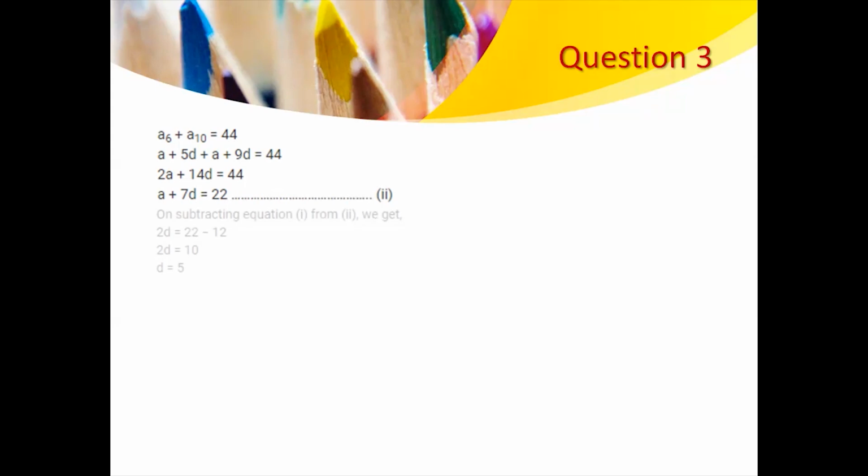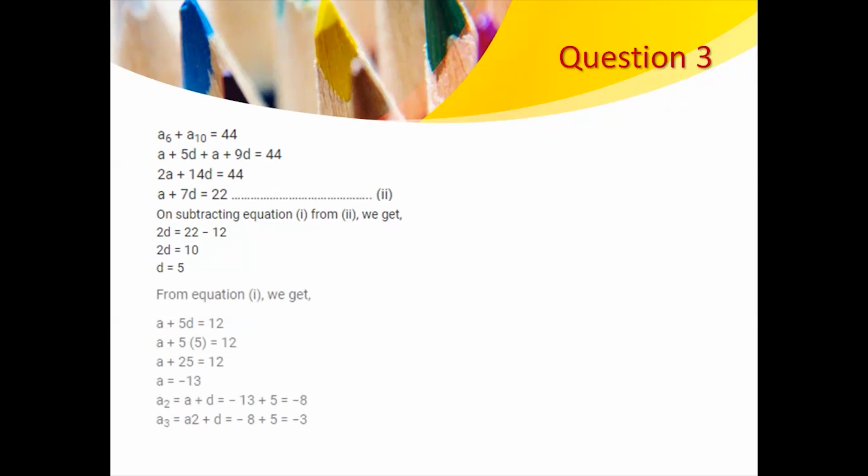I will subtract the two equations and will get the value of D. D will come out to be 5. Now what we will do, we have the common difference. Now we'll find the first term, and how to find the first term? Put the value of D in any one of the equation. I am substituting the value of D in equation number 1. A plus 5D was 12, put D to be 5. A comes out to be 12 minus 25, which is minus 13. So my first term is minus 13.